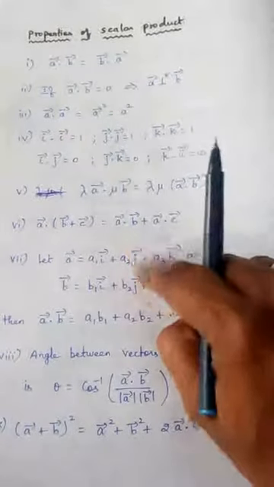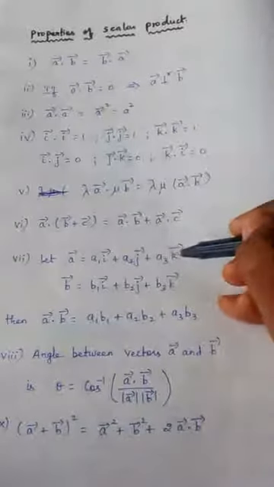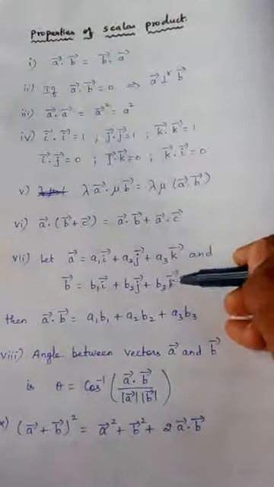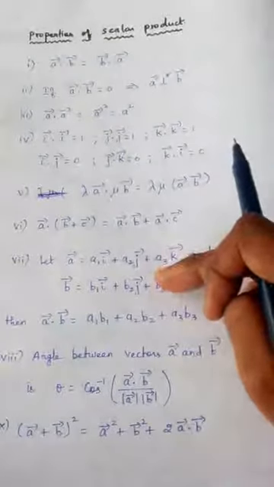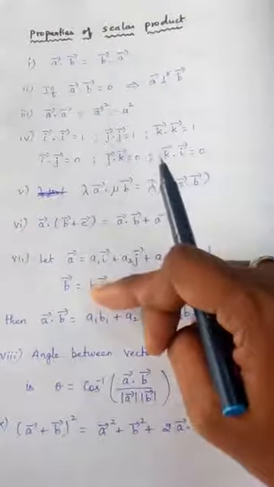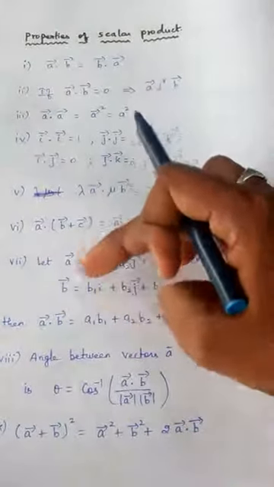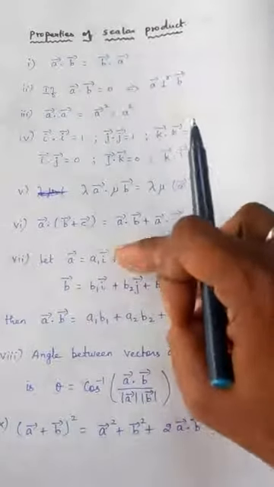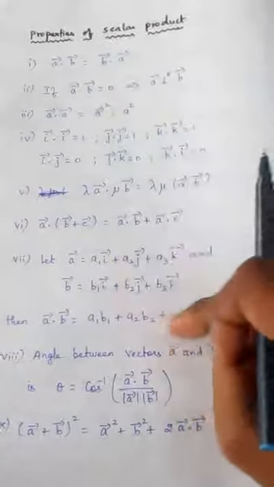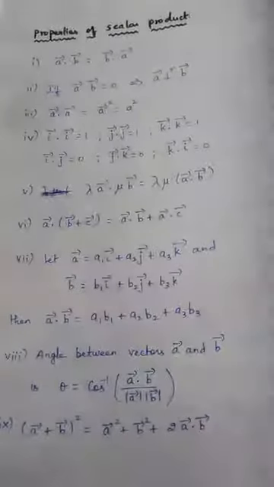J dot J will become 1, so A2 B2 plus A2 B2. Similarly, K vector dot K vector means the answer will be 1, so we should write A3 B3. So how do we make a dot product of two vectors? Just multiply the coefficients of the I vector, plus multiply the coefficients of the J vector, plus multiply the coefficients of the K vector. That is the meaning of dot product.